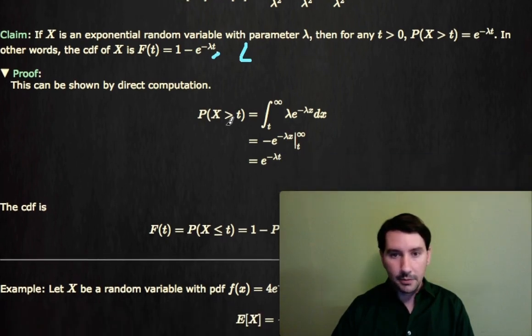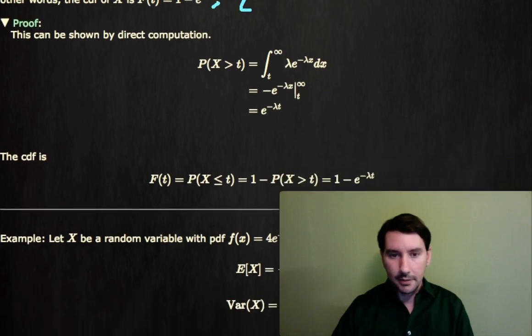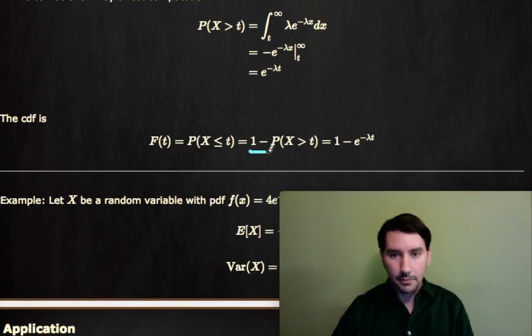So it's pretty easy to compute the probability x is bigger than t. It's the integral from t to infinity of lambda e to the minus lambda x. You bring down a negative lambda, and the lambdas cancel, so you get minus e to the minus lambda x from t to infinity. As x goes to infinity, this vanishes, and so you're just left with e to the minus lambda t. And then the CDF is 1 minus that. The probability x is less than or equal to t is 1 minus the probability it's bigger than t, which is 1 minus e to the minus lambda t.